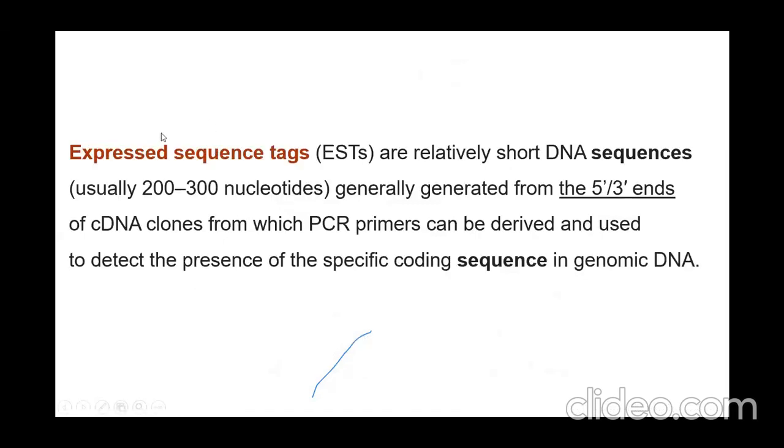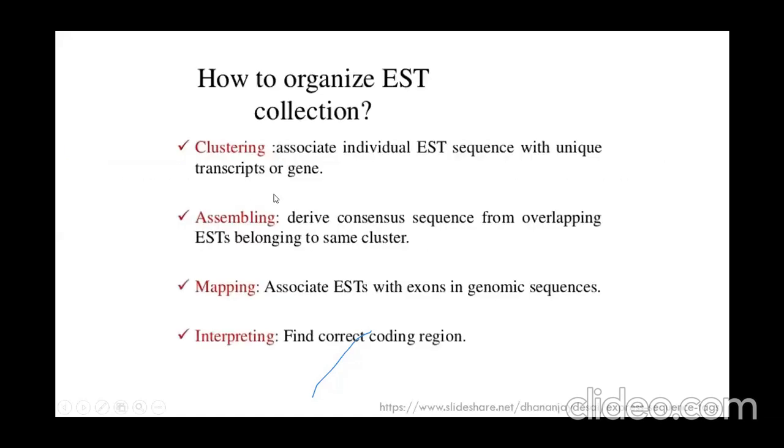Thus, in summary, expressed sequence tags are relatively short DNA sequences. In olden times they were up to 300 nucleotides, but technology has evolved and now they are up to 1000 nucleotides, generally generated from the 5' and 3' ends of cDNA clones, from which PCR primers can be derived, or RT-PCR already done, and used to detect the presence of specific coding sequences in genomic DNA. You're looking for coding sequences. ESTs will not help you identify non-coding sequences. If you are interested only in the protein coding regions, or what the genome encodes in terms of proteins, you can go with studying ESTs.